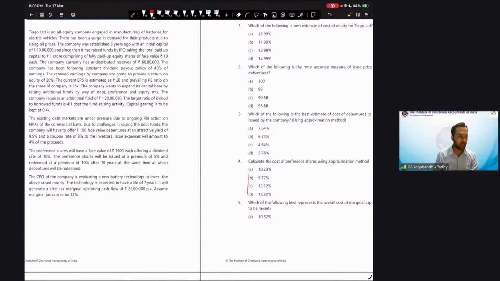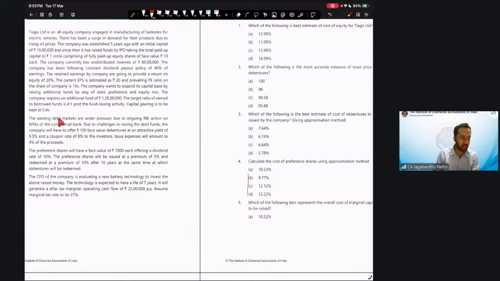The target ratio of owned to borrowed funds is 4:1. So target ratio, basically owners' funds or shareholders' funds to borrowed funds, the ratio is going to be 4:1. Post the fundraising activity, so after the fundraising activity, this ratio should be relevant. Capital gearing is to be kept at 0.4x.